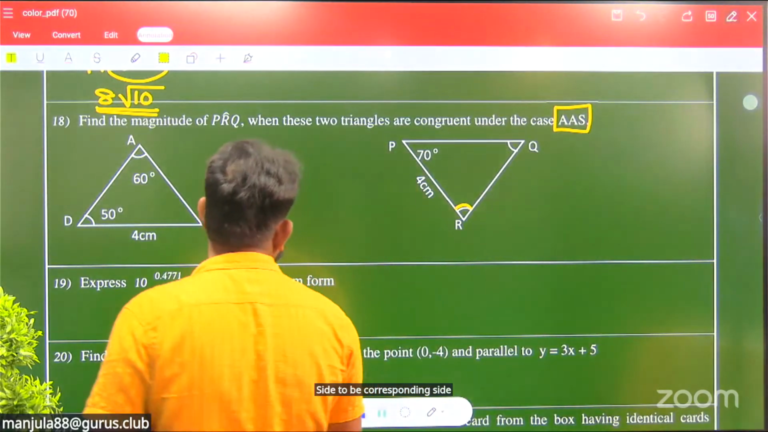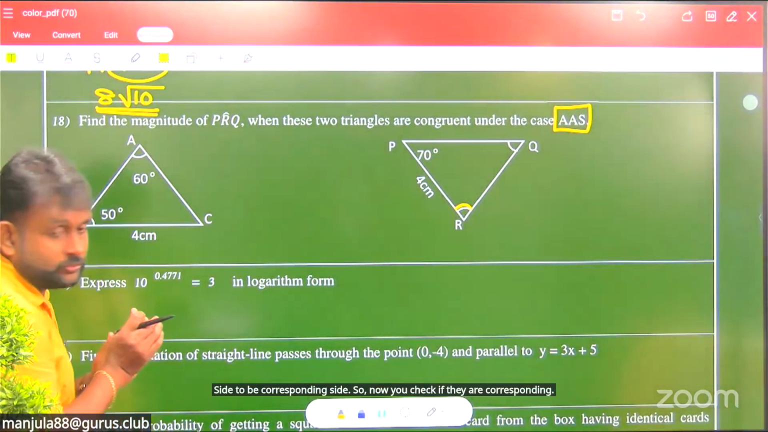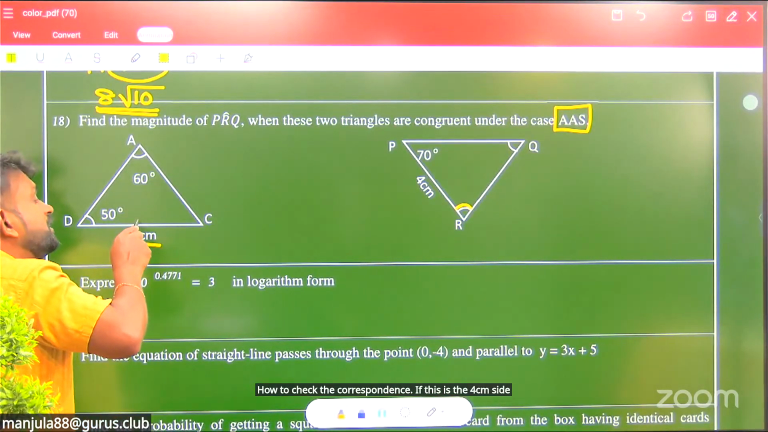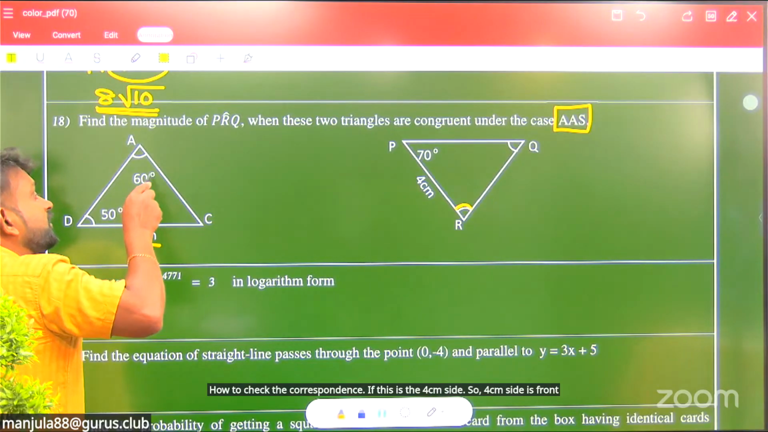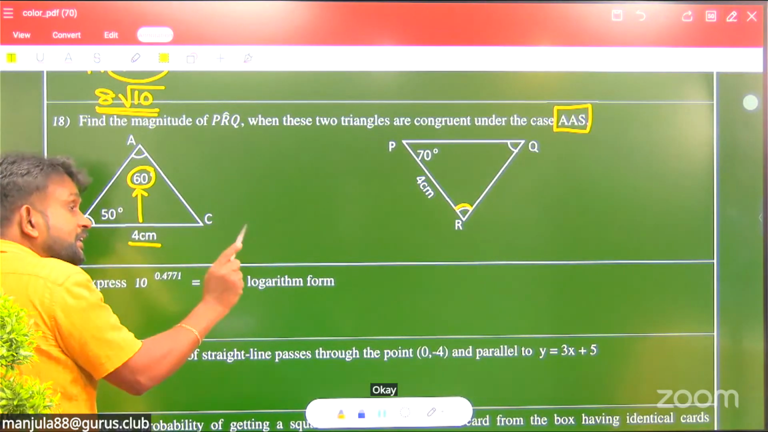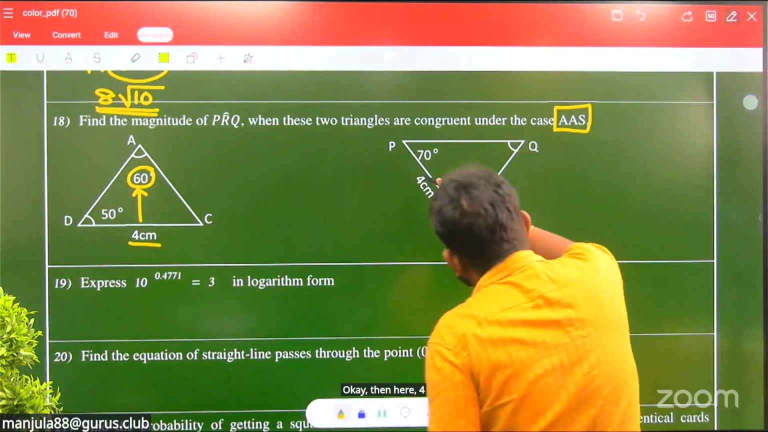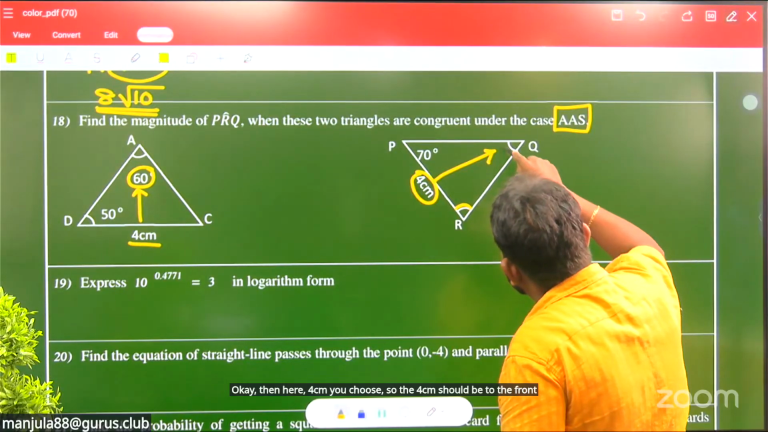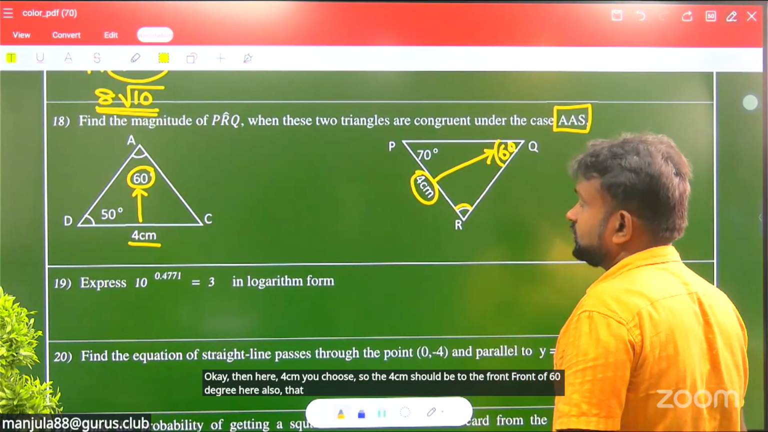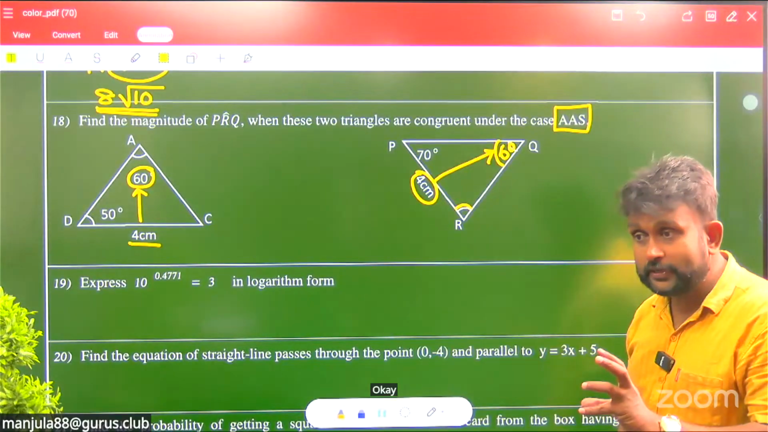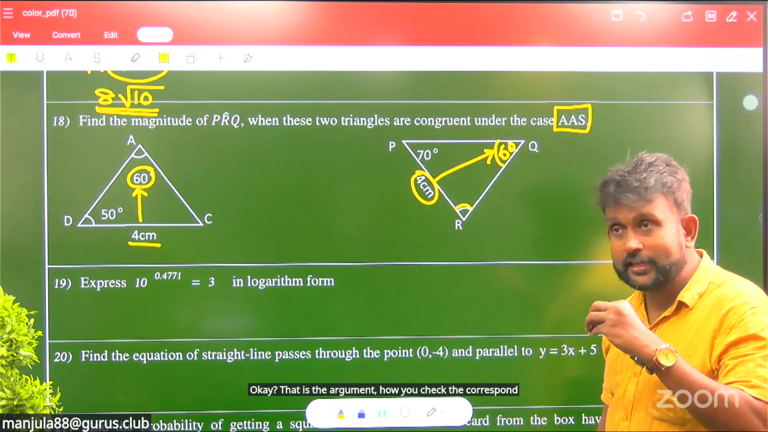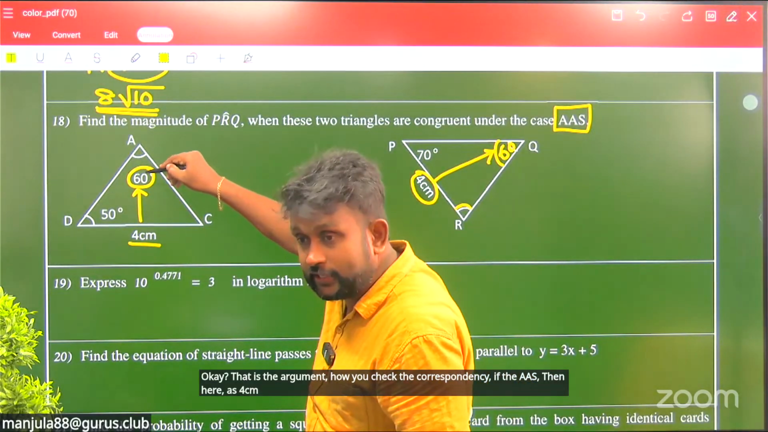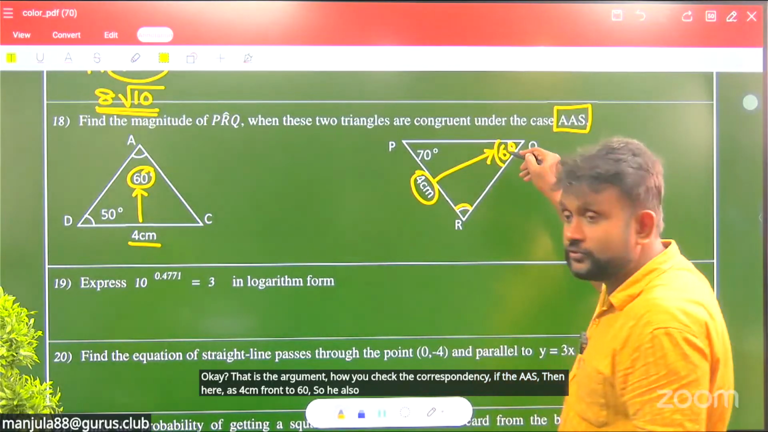So now you check if they are corresponding. How to check the correspondence? If this is the 4 centimeter side, then the 4 centimeter side is in front of the 60 degree. So the 4 centimeter side should be in front of the 60 degree here also. That means here also 60 degree. That is the argument. If they are AAS, then as 4 centimeter is in front of 60, here also 4 has to be in front of 60.